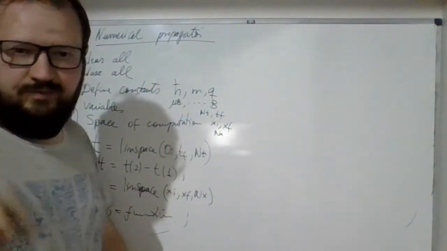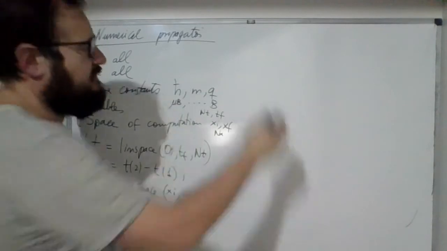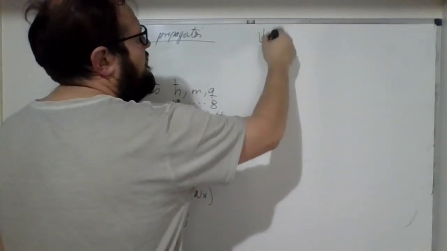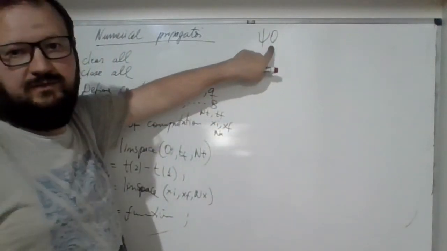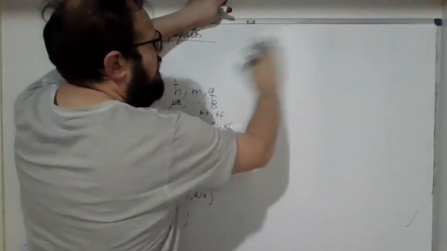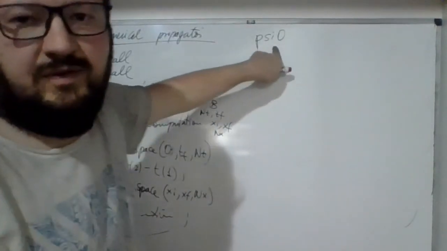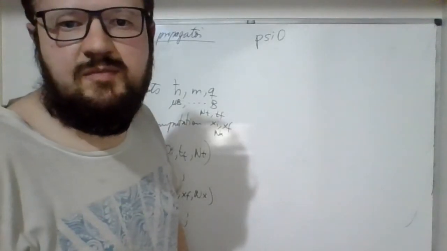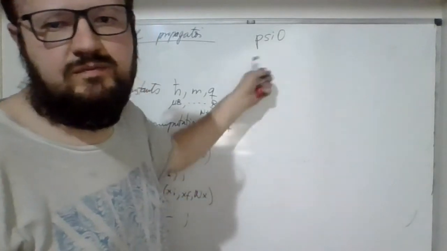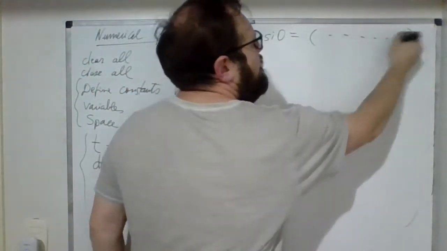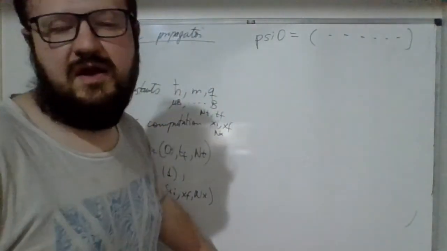This is what you need to do. And now, suppose you have an initial function, so you need to define the initial state psi 0. In computers you are not able to use Greek letters, so psi 0 is equal to some state that you need to define here. It can be a function.